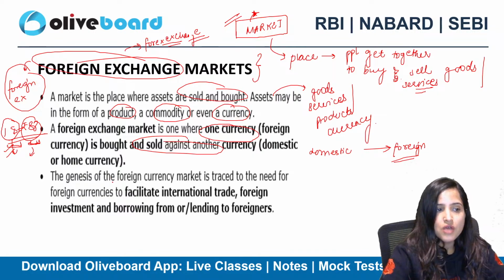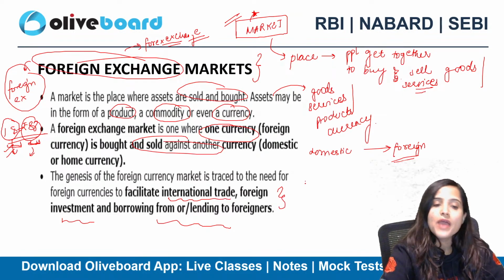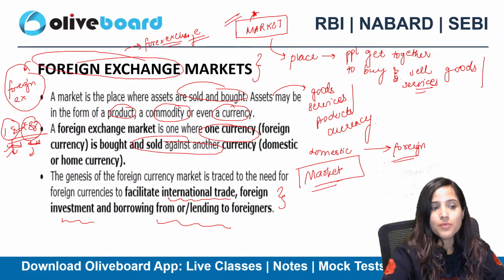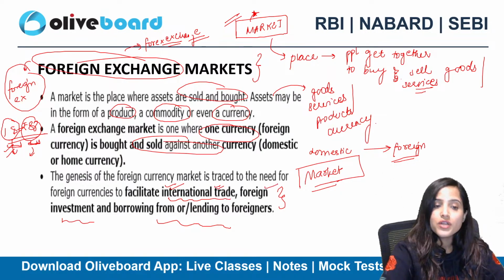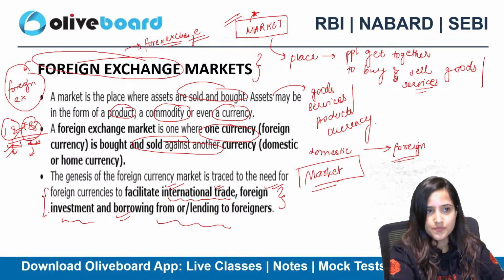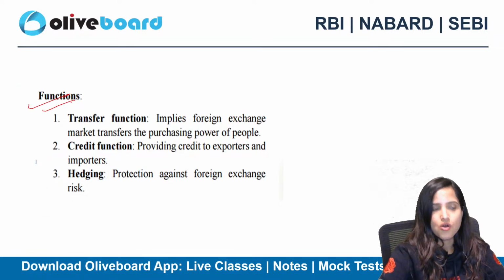Okay. So now the genesis of the foreign currency market is traced to the need for foreign currencies to facilitate international trade, foreign investment, and borrowing or lending to foreigners. So why are we trading? Why did we need a foreign exchange market? Because we needed to facilitate international trade. So to facilitate international trade, for foreign investment, borrowing and lending, for these purposes we needed a foreign exchange market. Okay, clear? Now let's talk about the functions of a foreign exchange market.